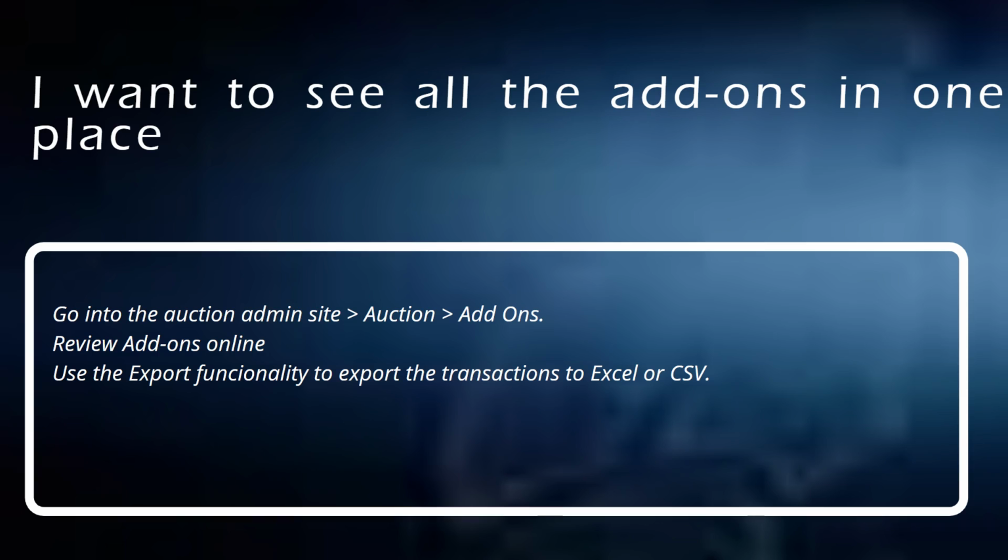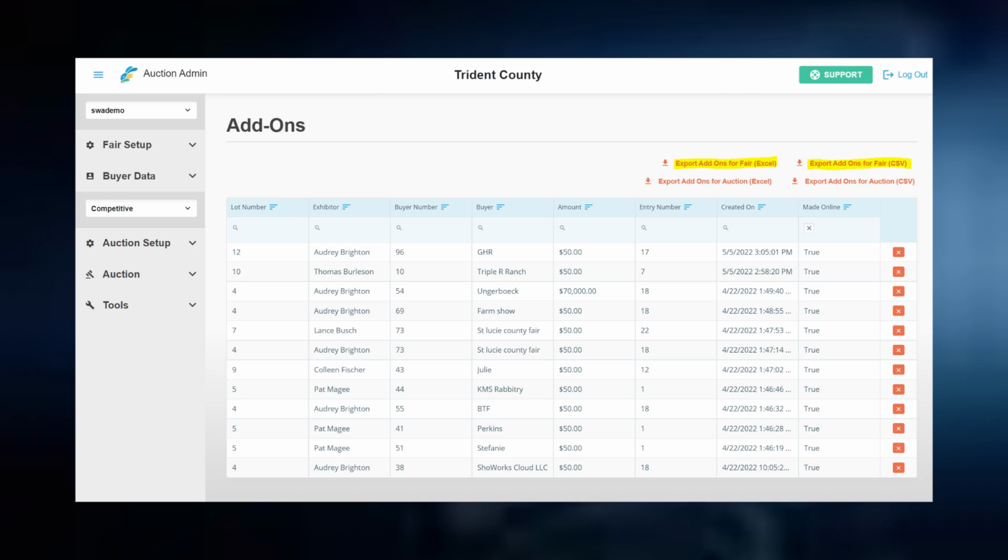I want to see all of the add-ons in one place. Where you can see all of your add-ons will be in the exact same place that you went to delete the add-ons. It will be in your admin site under auction, and then you'll click add-ons. And it'll just be a running list. I mean, you'll see all of them.